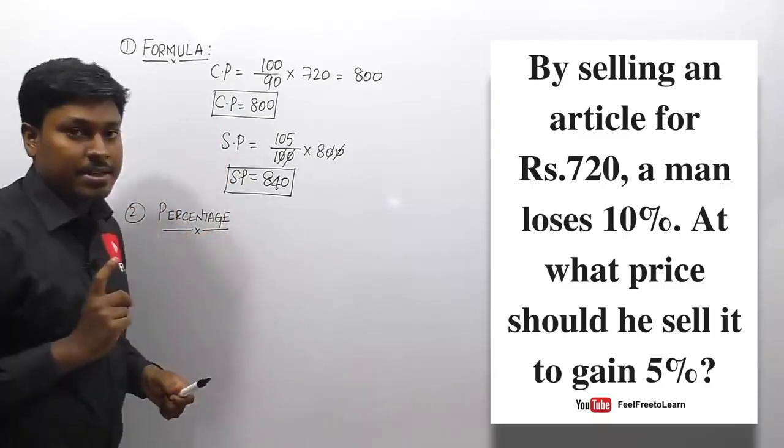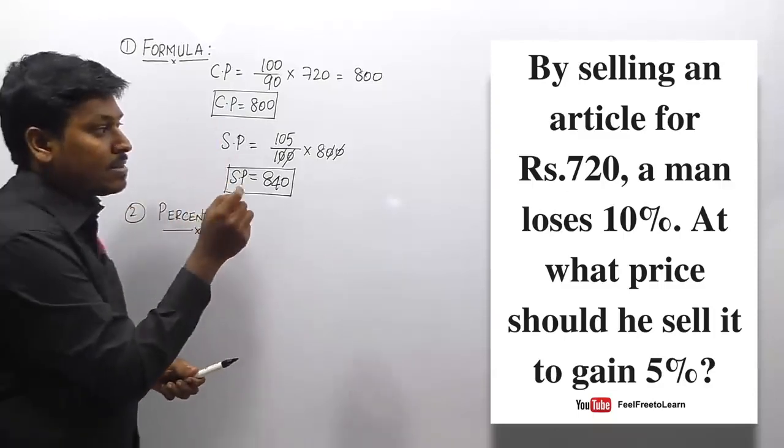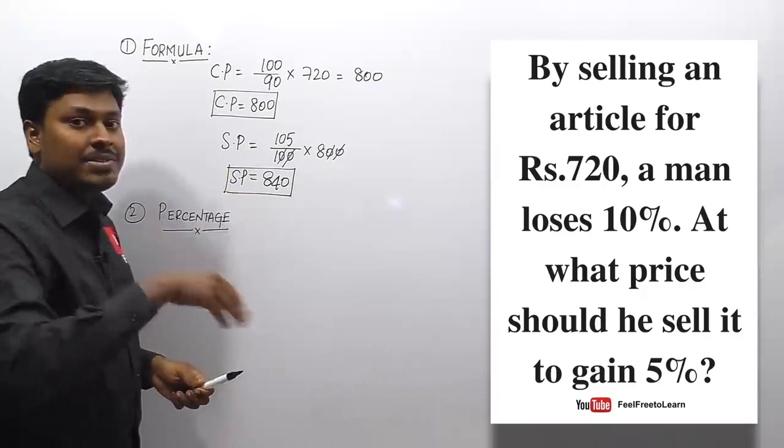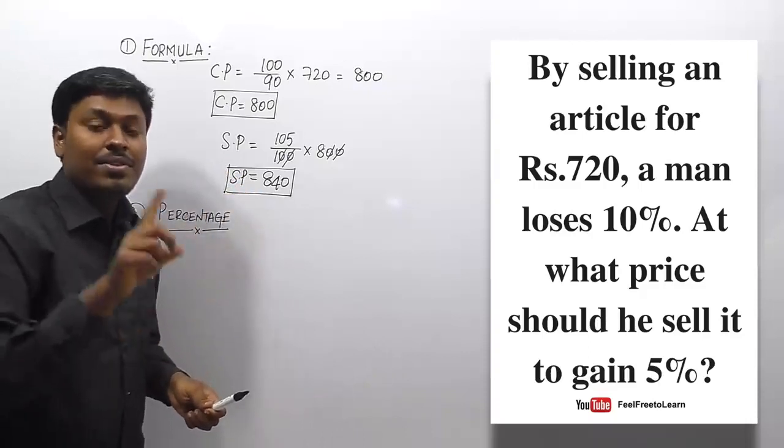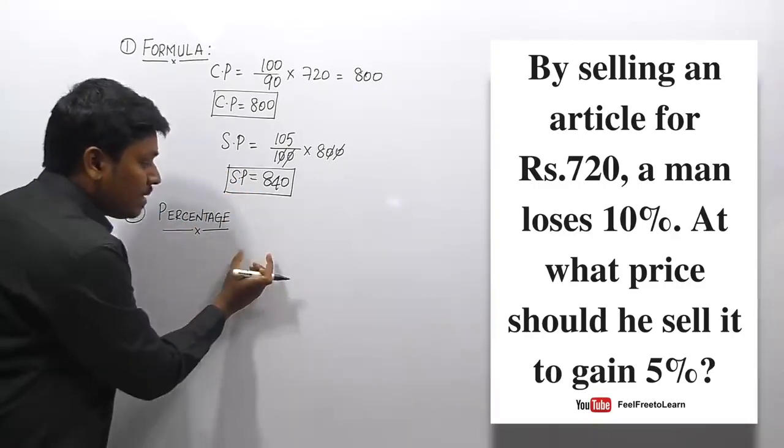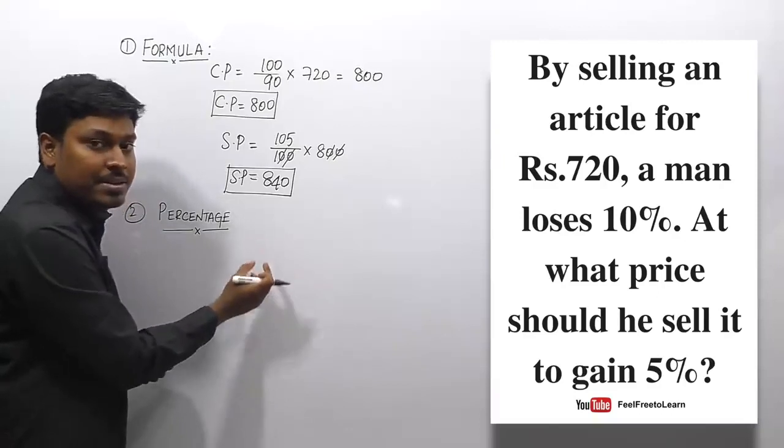So let me move on to the percentage method. Listen carefully, friends. First of all, we know that he sold an article for 720 with a loss of 10%. So 100% will be the cost price, and 10% will be the loss.